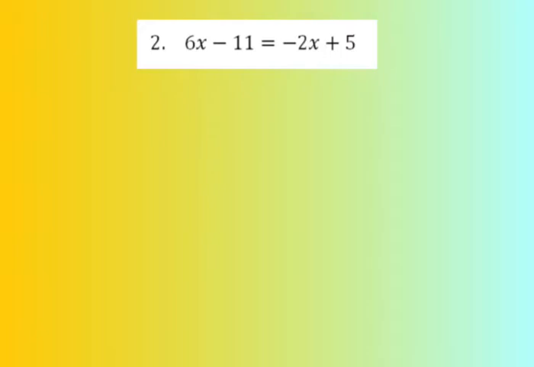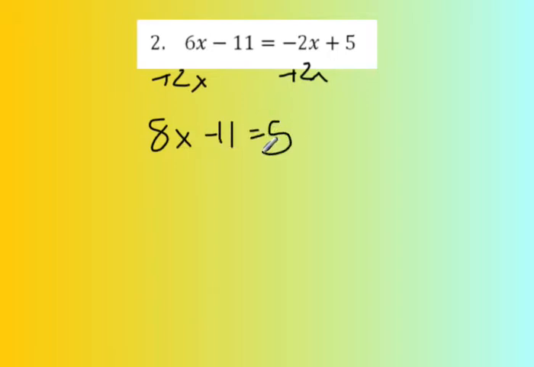Next, taking a look at number 2. Each side of the equal sign is simplified. So what I need to do now is get the x's on the same side. So since this is a negative 2x, I'm going to go ahead and add 2x to both sides. Well, 6x plus 2x is going to give me 8x minus 11 is equal to 5.